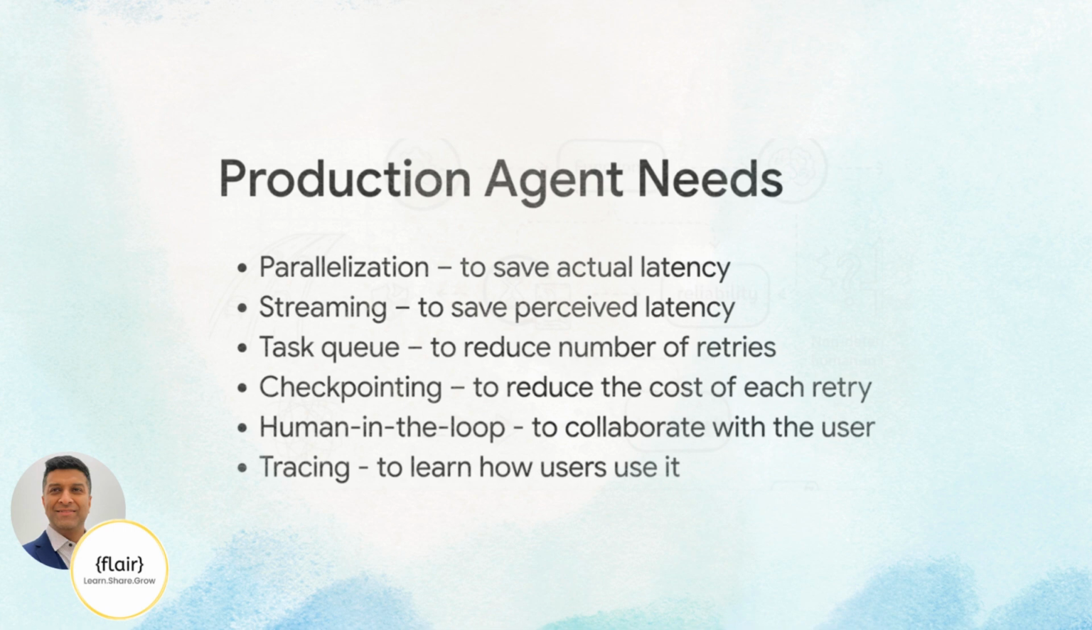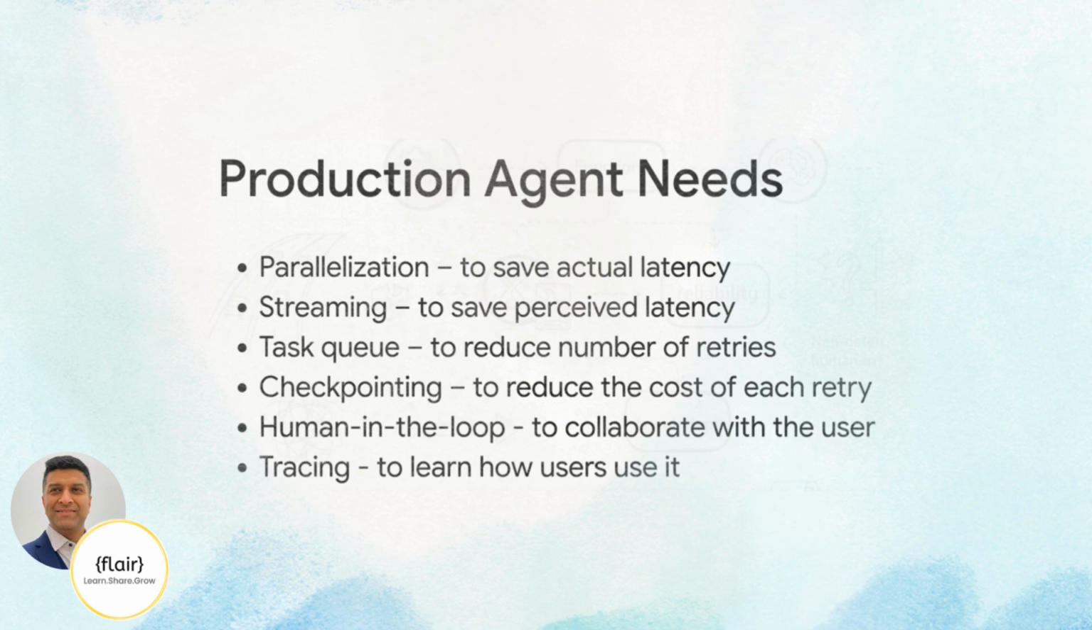For reliability, you need a task queue to manage retries in a smart way, and this is a big one: checkpointing. Remember that agent that failed after 9 minutes? Checkpointing lets you save your progress along the way so you can just restart from the last successful step. It's a lifesaver. And finally, to tame that non-determinism, you need a human in the loop, a way for a person to step in, check the work, and give the green light. And you absolutely need good tracing so you can look under the hood and figure out why the agent did what it did, especially when it does something unexpected.